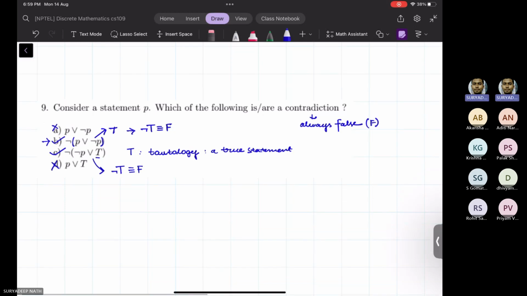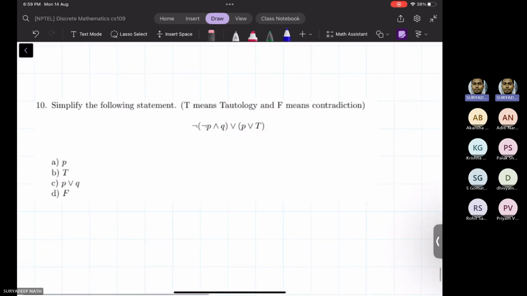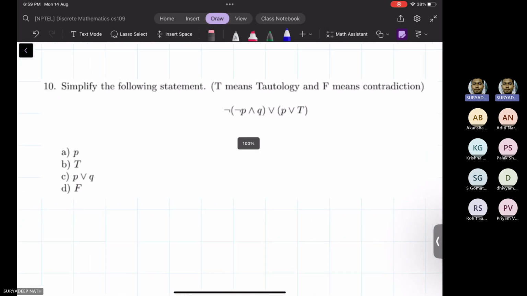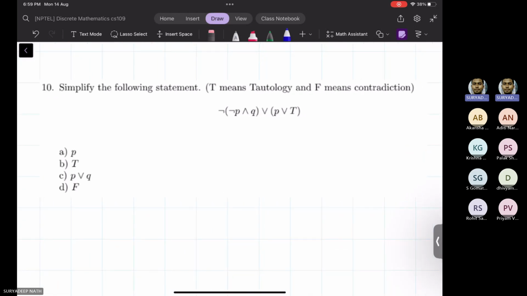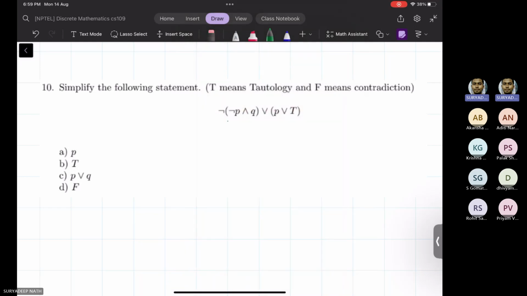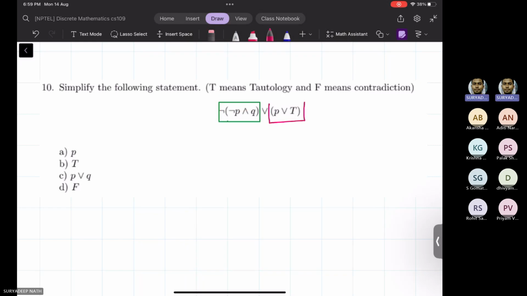All right. Let us move ahead with the final question for the session. So we have again a simple statement. T means tautology and F stands for contradiction. So what do you think? You have this logical expression. What do you think if we simplify these terms it will be? Let us look at it part by part. We have this one part, and you have the second part.